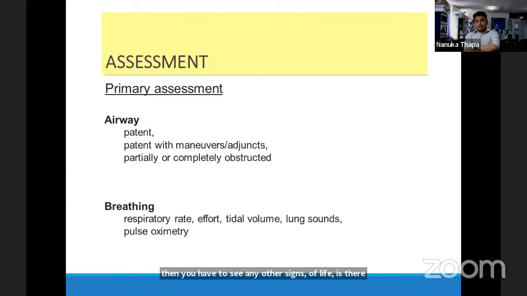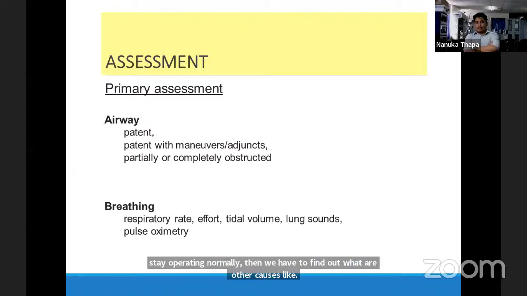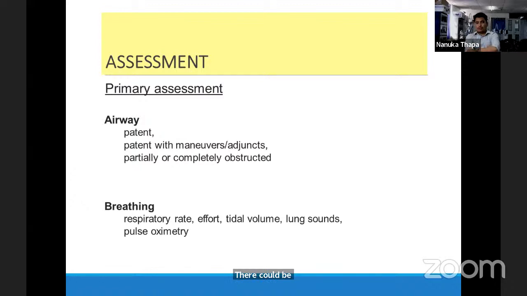And if the patient has some heart rate, a pulse is there, but is not having adequate breathing, or the patient is gasping, then we have to start CPR immediately. If the patient is unresponsive and has a good heart rate and is breathing normally, then we have to find out what the other causes are, like hypoglycemia. In subsequent slides we'll show you the causes which can cause those kinds of things.